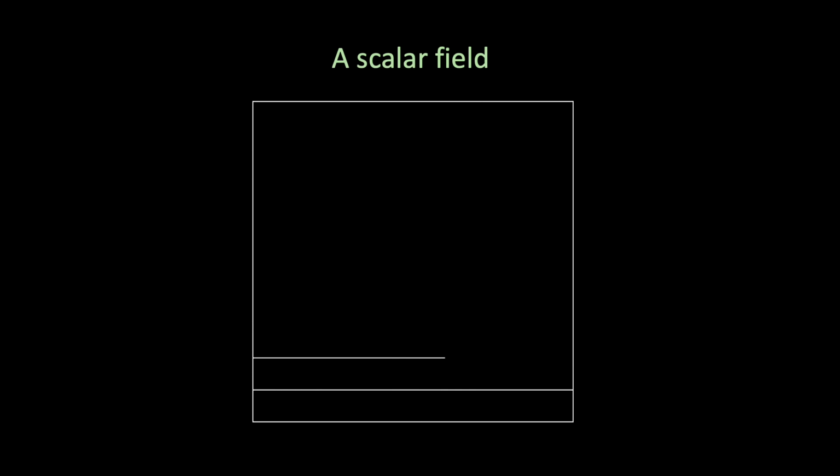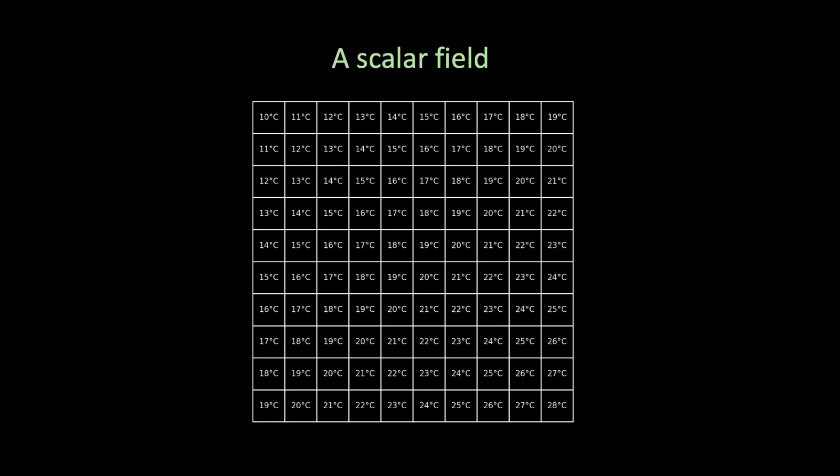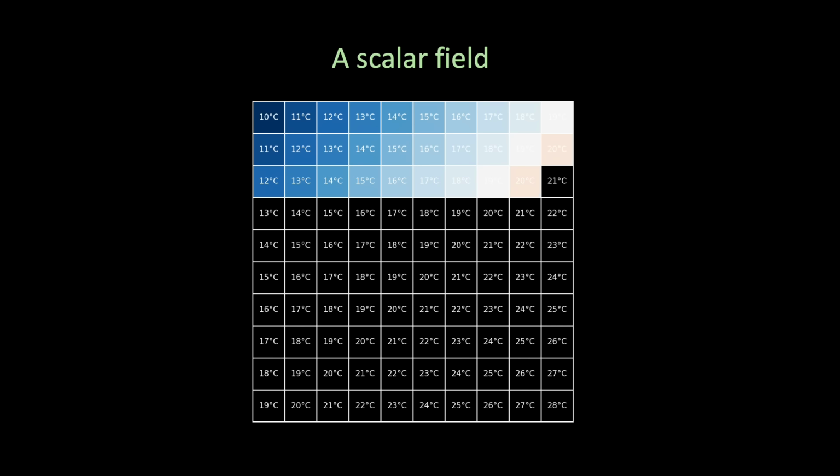Well, the good news is a field is easy to define. A field is simply a function of space and time. Perhaps the simplest type of field is known as a scalar field. This is just a single number that we assign to each point in space. For example, think of the temperature in your room. At every point in the room, we can assign a number representing the temperature at that location.